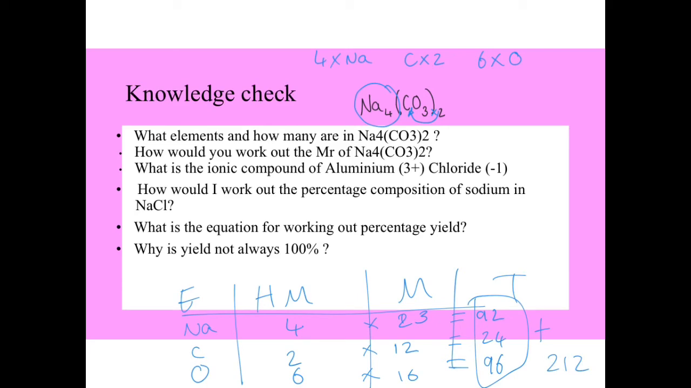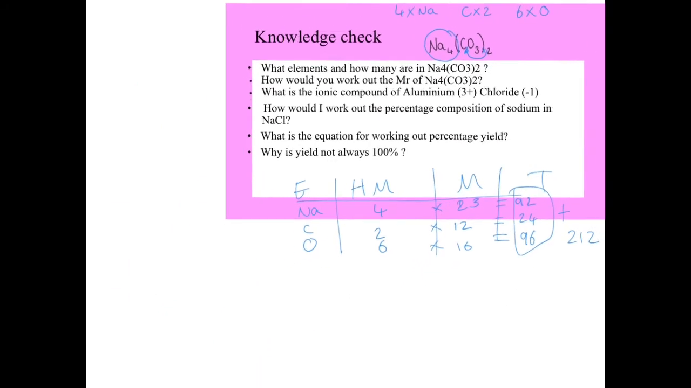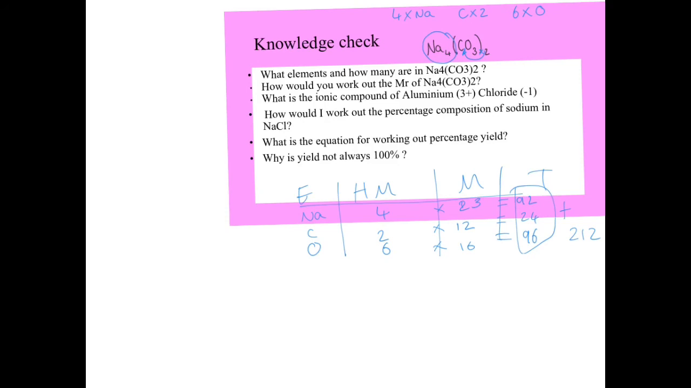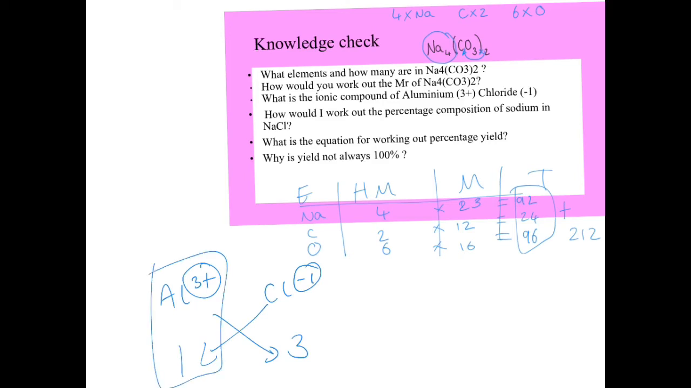What is the ionic compound of aluminium chloride? So aluminium is 3+, chloride is Cl-, so you've got 3, so cross it over. You've got 1, cross it over, box them up. The metal always goes first, so it'll be Al, and you don't need a number because there's 1, Cl3.